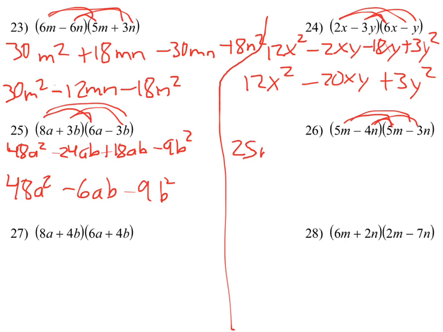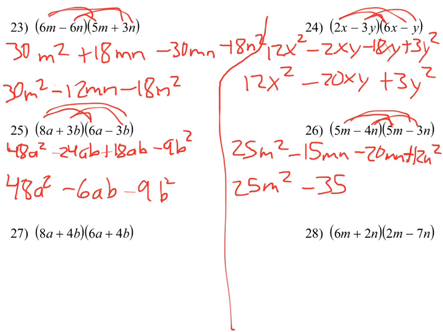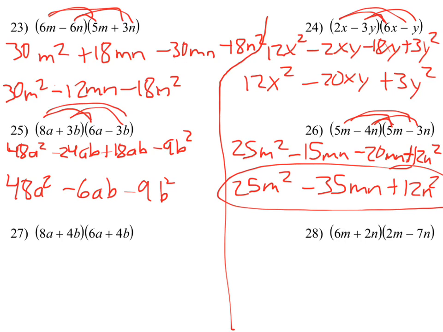You get 25m squared minus 15mn minus 20mn, and then plus 12n squared. And now combine like terms, which is the mn pieces, and you'll get negative 35mn there in the middle. The ends stay the same.